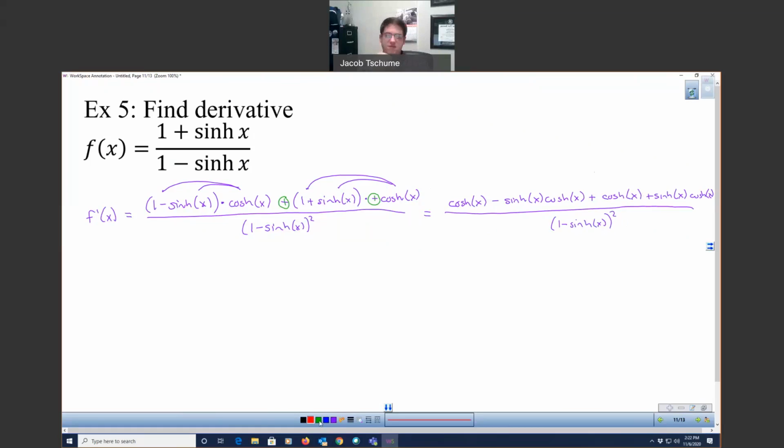And while this one doesn't have a fancy identity or anything, what does happen is this second term and this fourth term are opposites of each other, which causes them to cancel. And that allows you to put these two hyperbolic cosines together, because there's two of them, and you'll have 2 times the hyperbolic cosine of x divided by 1 minus the hyperbolic sine of x all squared. And that's as far as you're going to be able to simplify that one. Expanding the denominator is not going to be very helpful, but very good.